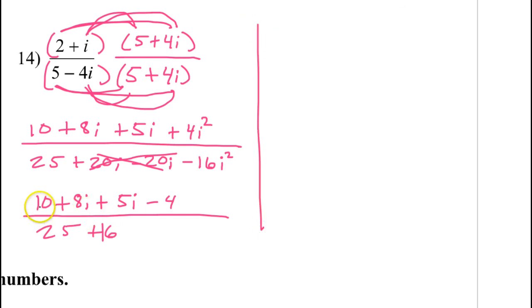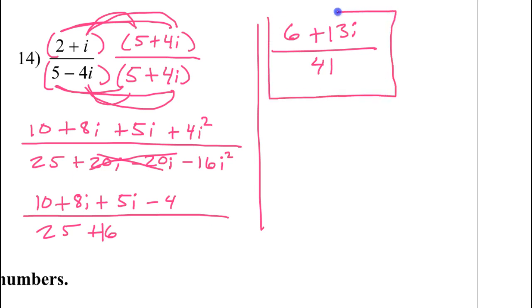Combining like terms, 10 and negative 4 make 6. So I'll have 6, and then 8i plus 5i is 13i. And in the denominator, that's going to be 41. And there is no common factor, so this will be an acceptable answer for number 14.